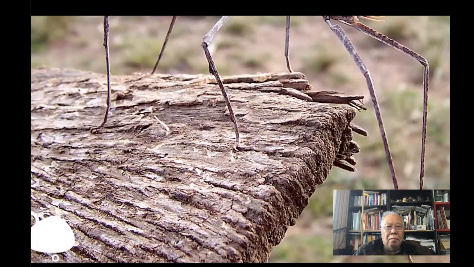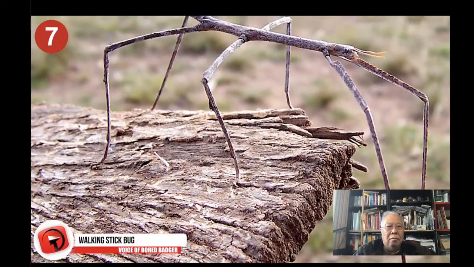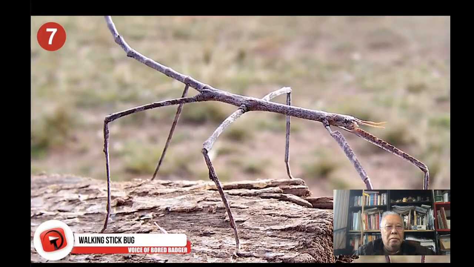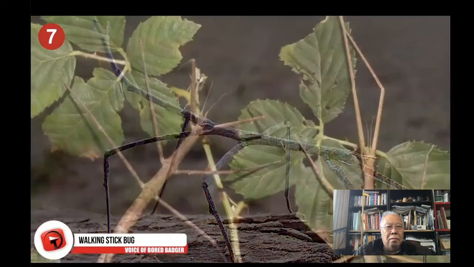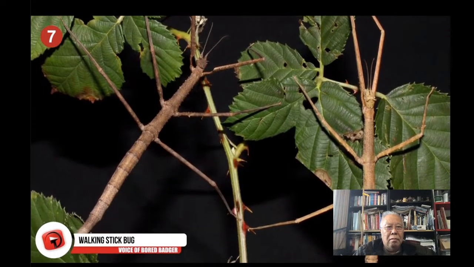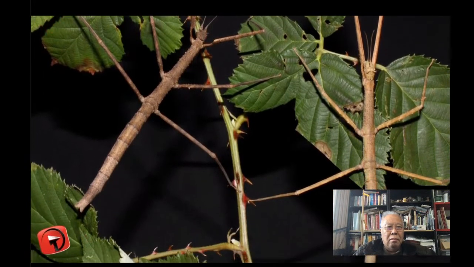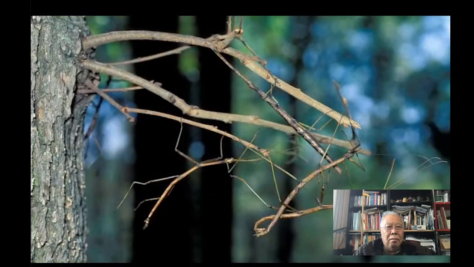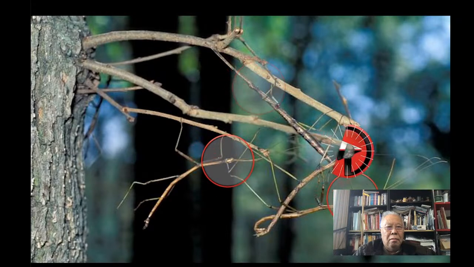Number 7, walking stick bug. Phasmids, also known as stick bugs or walking sticks, are a species of stick insect that resemble twigs in appearance. Predators often have a tough time spotting them because they look like an appetizing twig dangling from a tree branch. Not only do walking sticks have a really cool camouflage strategy, but if a predator happens to get a hold of one, they can detach their body from the limbs. The lost appendages will grow back after a short time.